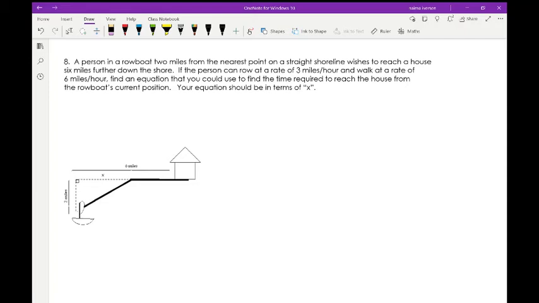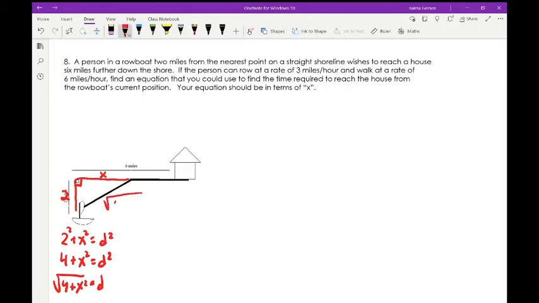So let's do question number 8 from homework on day 5, unit 4. The first thing is that this little length right here is 2, and this length right here is x. And so I could find using Pythagoras what this length is. So 2 squared plus x squared is equal to, let's call it d squared. 4 plus x squared is equal to d squared. To find my d, I'm going to square root both sides. Remember that you can't square root one thing at a time. And so what you get is that this distance is the square root of x squared plus 4.